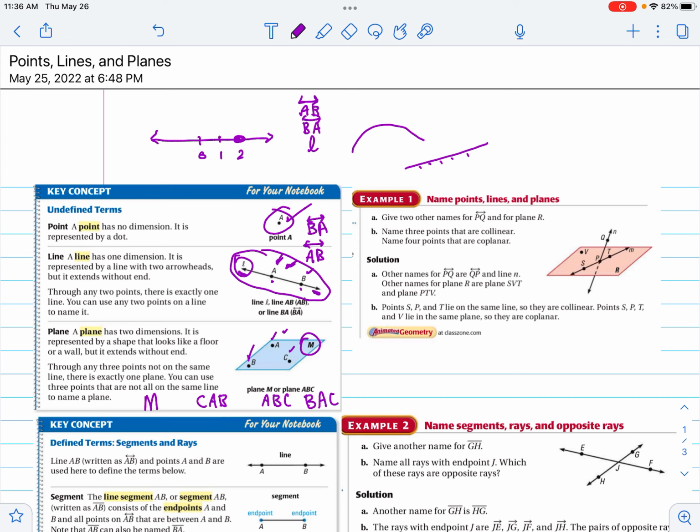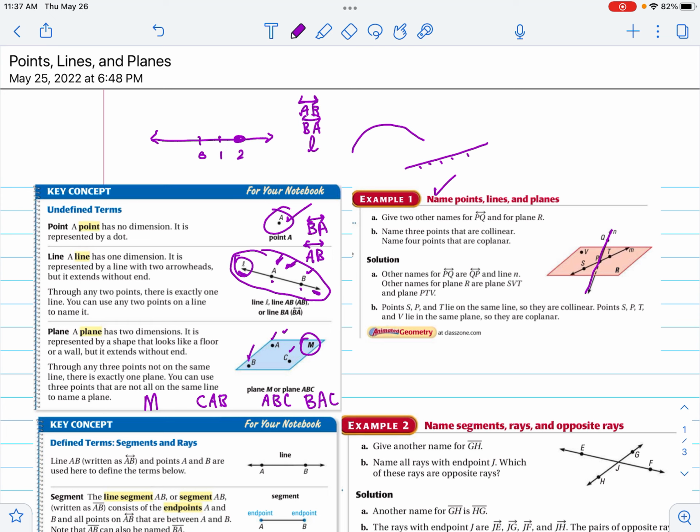Okay? So we've got points. That's the most basic. Line, that's next, and then the plane. Now let's look at this example over here. It says give 2 other names for PQ. So we're learning now just to read what we have here. Okay, this line PQ. So PQ, that's this line right here.